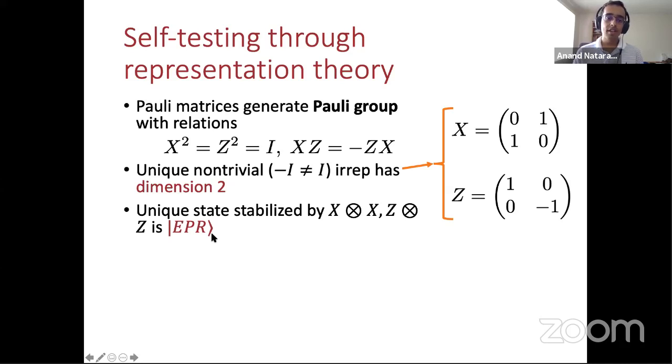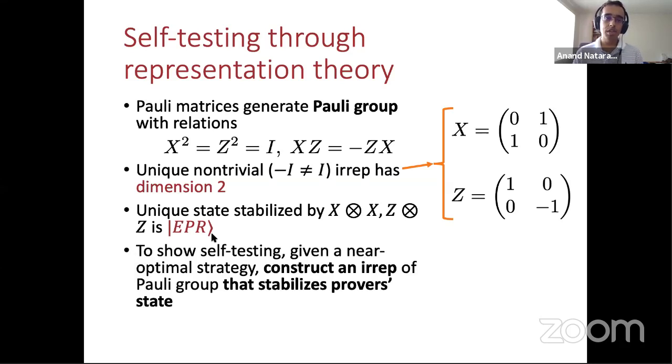So putting these facts together, if you wanted to show a self-test for the EPR state, one way you could do it is by deducing from success in the game that there exists an irrep of the Pauli group in the Hilbert space of the two provers. And moreover, that the state that the provers use is stabilized by the representations of X tensor X and Z tensor Z in that irrep. Once you have that, since you know that this irrep is unique, you can basically extract the state out. So that's basically what we're going to do for the magic square.